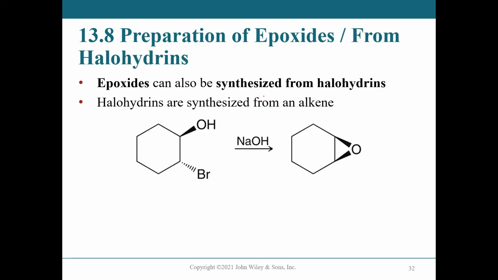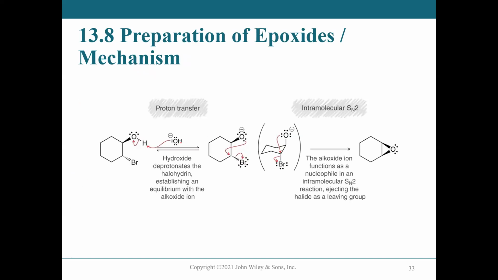Epoxides can be synthesized from halohydrins. Halohydrins are synthesized from an alkene. And it shows the mechanism on the next slide of how to do this. So a proton transfer. And you can see how we're going to form the epoxide right here. That'll be a good leaving group.